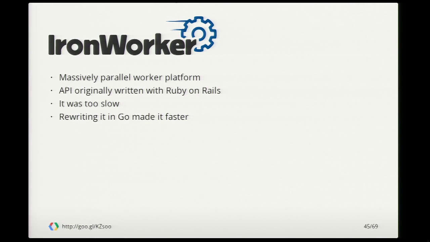So the first product we came out with is called Iron Worker. It's a massively parallel worker platform. So you upload your code or binary and then start sending us task data or payloads. And for each one of those you send us, we'll queue a task and then run it on our pool server somewhere. Our API for this service was originally written with Ruby on Rails, but it wasn't really keeping up with demand, not scaling how we wanted to. So we wrote version 2 in Go, and that made it a lot faster. We were able to take our roughly 30 Ruby servers and condense them down to 2 Go servers, and the second one is mostly for redundancy.